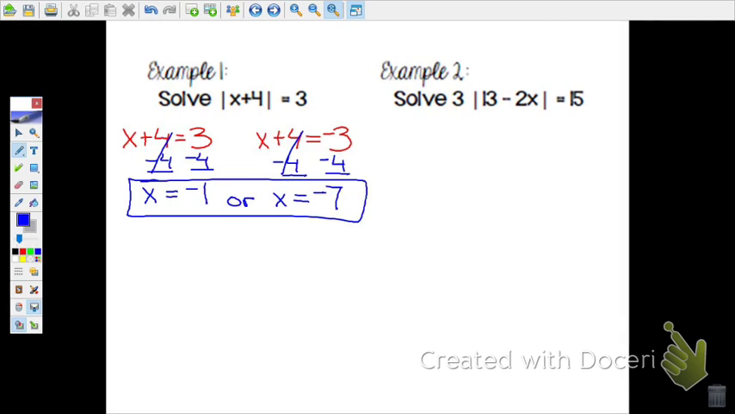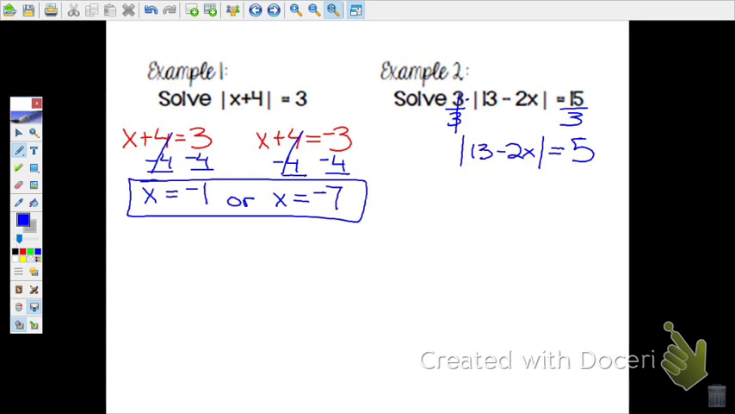Example 2. Again, first step, we have to have the absolute value all by itself. This time that's not done for us. I have this 3 that I need to get rid of. How am I going to get rid of that 3? Kasha? I'm going to divide, because that's being multiplied. So I'm going to divide both sides by 3. So the absolute value of 13 minus 2x equals 5.